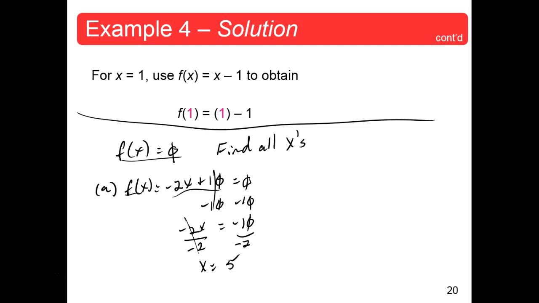So let's plug this in here and see if we indeed get 0. And it's really easy. -2 times 5 is -10 plus 10. Yes, we got it right. Okay? That was the A part. Let's see if we can do the B part here. And by the way, it said find all the x's. That's the only one. We found it.